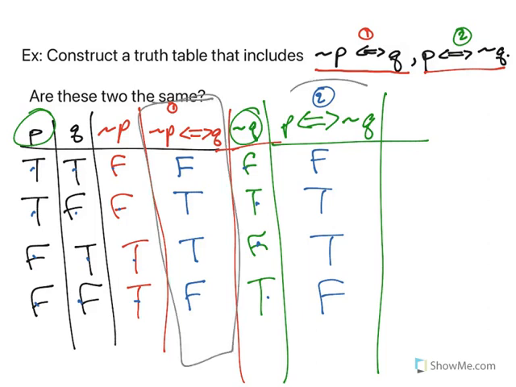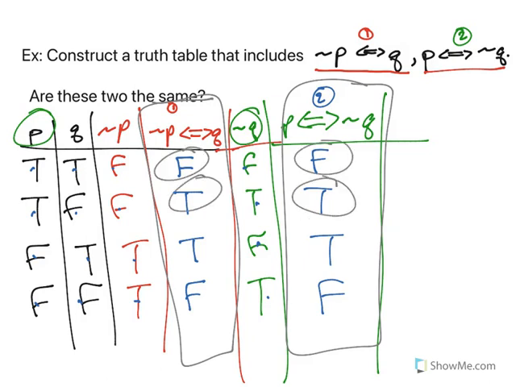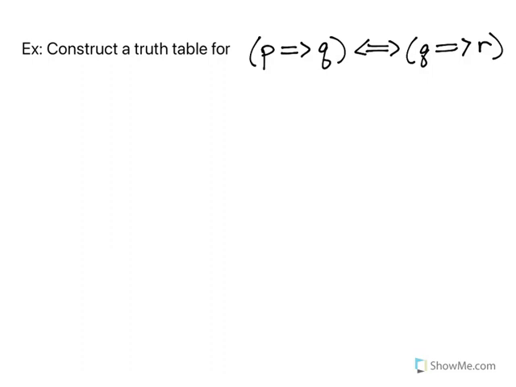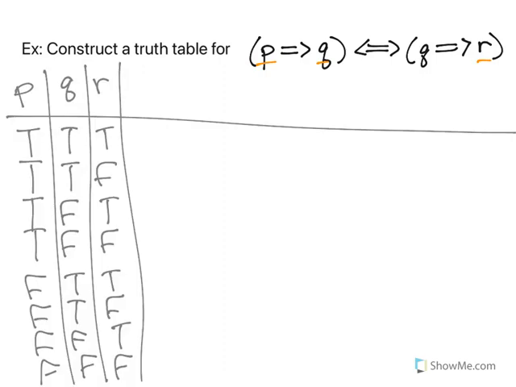So when I compare 1 and 2 to say, are these 2 the same? Yes, because they both start with false, then true, then true, then false. So are these the same? Yes, yes they are. Let's do one more. Construct a truth table for if P then Q, if and only if Q then R. So this one deals with, as you can see, P, Q, and R, so we are going to have a truth table of 8 lines. Let's go ahead and get started with that.